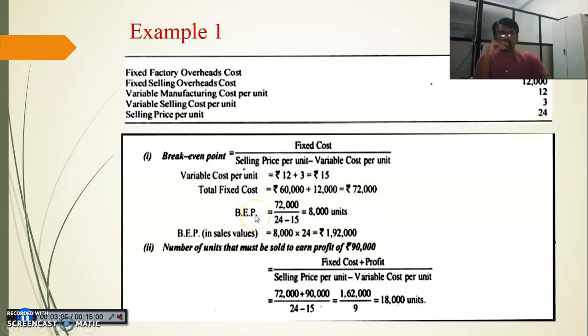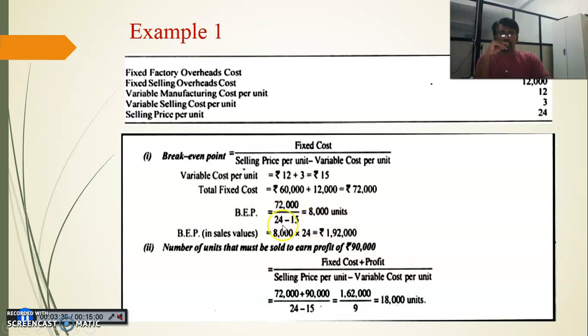So break-even point or the quantity is equal to 72,000 divided by selling price 24 minus variable cost 15. So it becomes 8,000 units. So when the company sells about 8,000 units with these costing approaches, at this juncture the company will be in no loss, no profit.